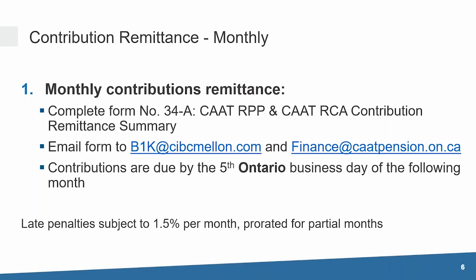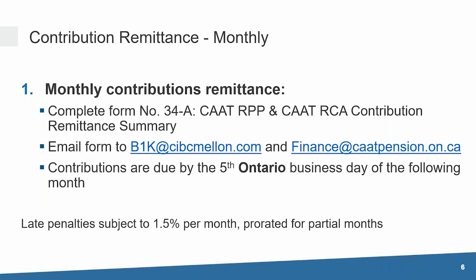The appropriate form that should accompany the payment is Form 34A, which is CAT RPP and CAT RCA contribution remittance summary. RCA stands for Retirement Compensation Arrangement, which is another plan administered by us. It should be emailed to both CIBC Mellon and finance@catpensionplan.on.ca at the same time or just before payments are made for monthly contributions. Just to note that both the payment method and the remittance form must equal the same dollar amount.